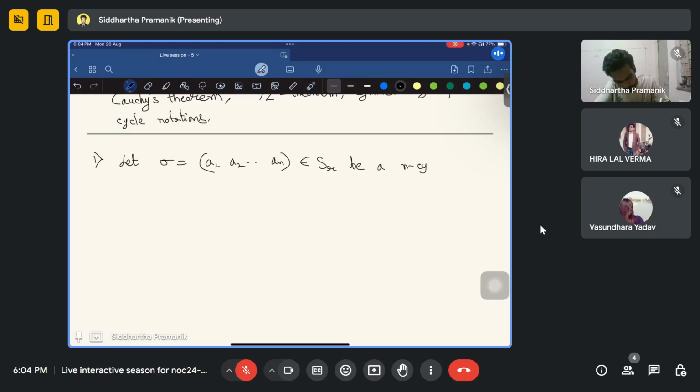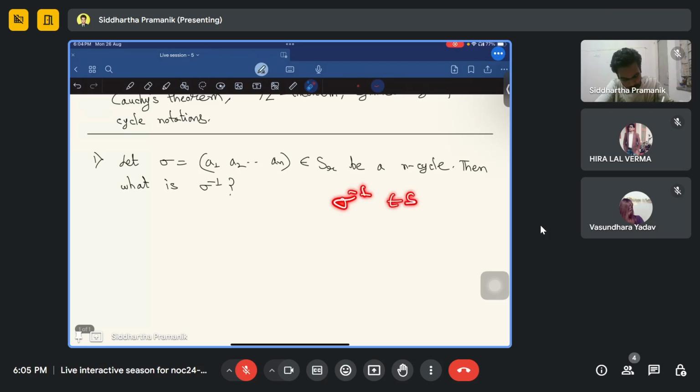So this is a group element. What is the inverse of this element? What is sigma inverse? So sigma also belongs to S_r. That means sigma inverse also belongs to S_r. So it can be written as a product of disjoint cycles, right? So what is that? Can you guess what sigma inverse is?